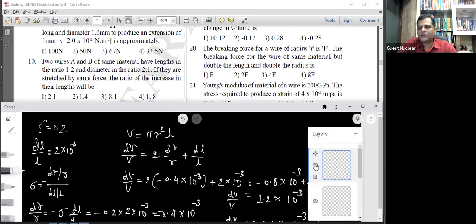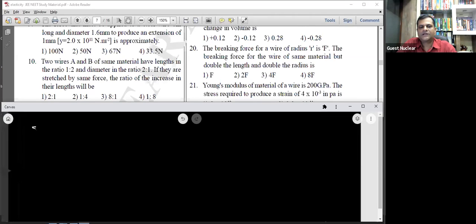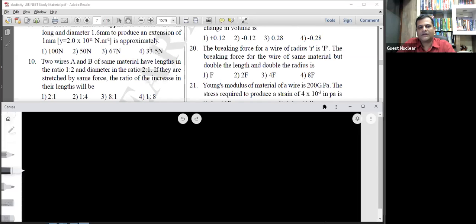चलो, question number 20 देखो ठीक से. See here, question number 20. Read it once. The breaking force of a wire of radius r is F. The breaking force for a wire of same material but double the length and double radius will be. देखो, what is the relationship between the breaking force and the area? देखो यहाँ पे हमने last time ही देखा था कि breaking stress, remember, it is actually equal to the breaking force upon area.